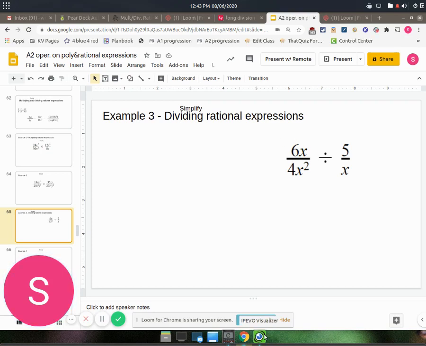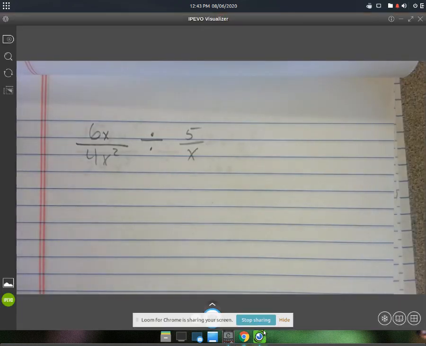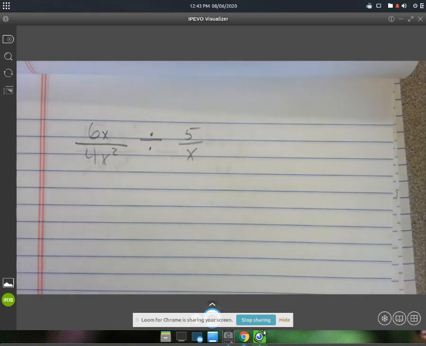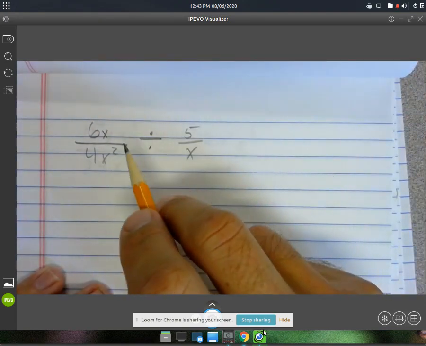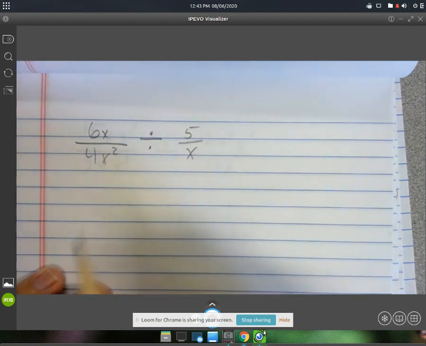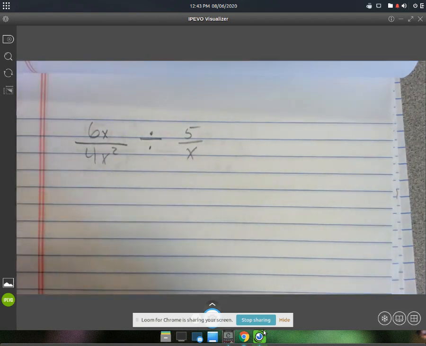All right, so on a rational expression division problem, first I want to mention here, you see all these terms, all four terms, they are all monomials. So the rules that we're doing, everything that we're doing right now only applies to monomials.